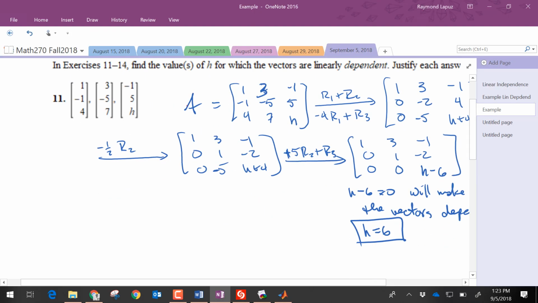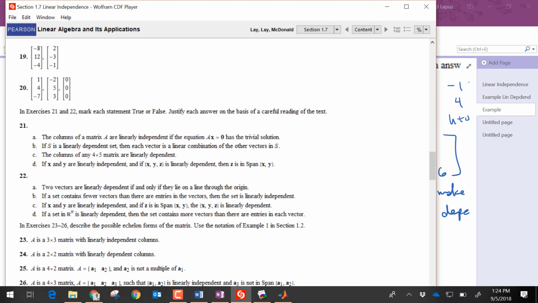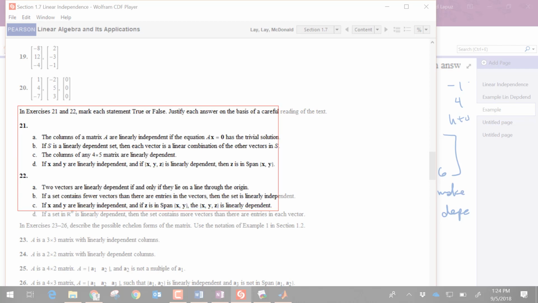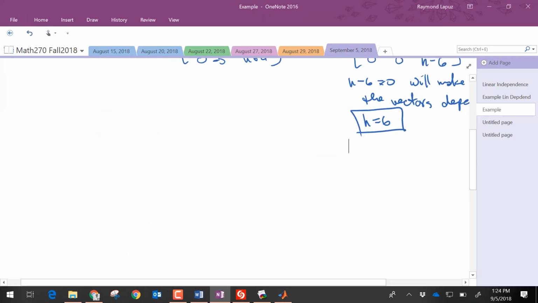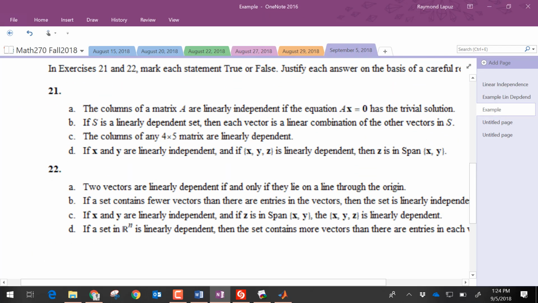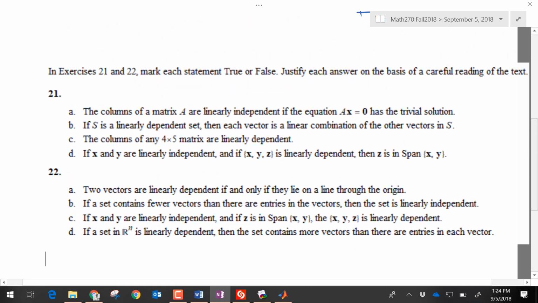All right. Let's check out these true-false questions. I don't know if I want to do them. By carefully reading the text. Does anybody carefully read the text? Somebody would. Thanks, Al.